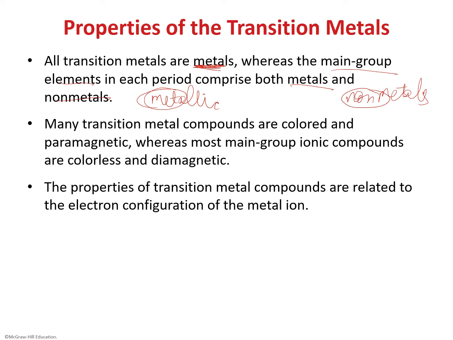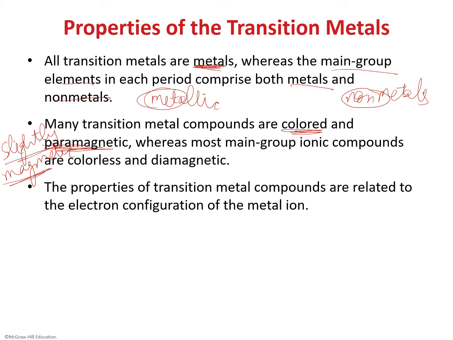Now you'll see, and it will make more sense later on, that most of the transition metal compounds are usually colored, okay, and they are paramagnetic. So colored is easy to understand, that they have a distinct color to them. What does paramagnetic mean? Paramagnetic means they are slightly attracted to a magnet. They are slightly magnetic in nature. So if you bring a magnet next to it, or if you apply a magnetic field to these metals, they will slightly be attracted towards a magnet.